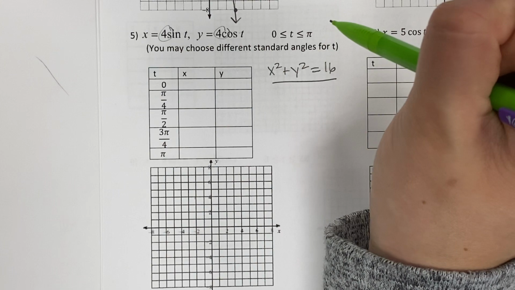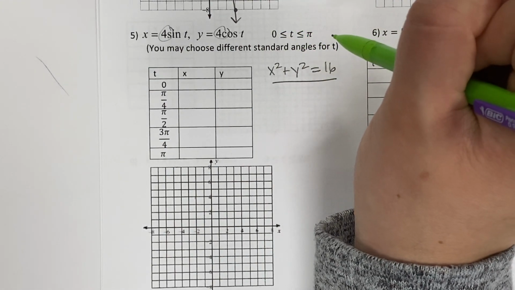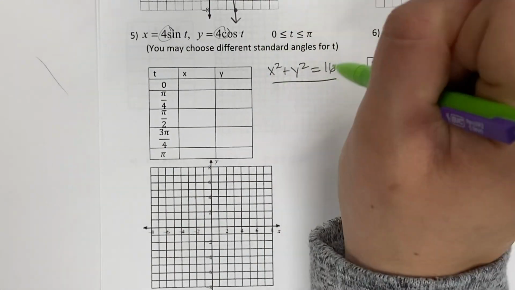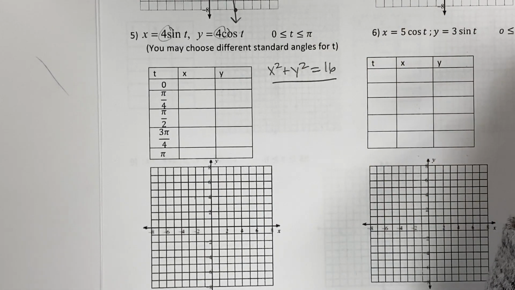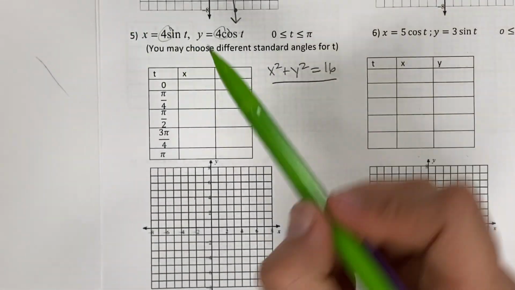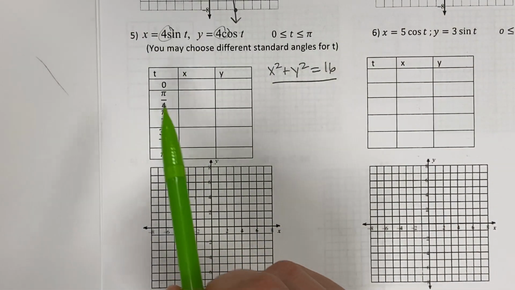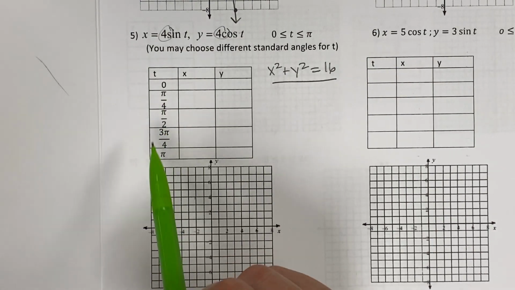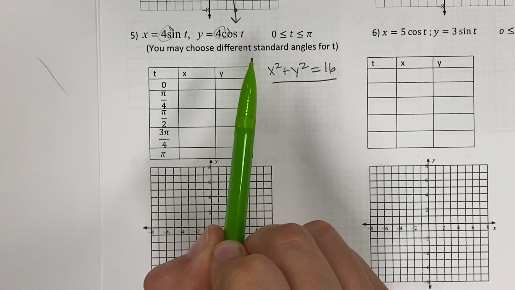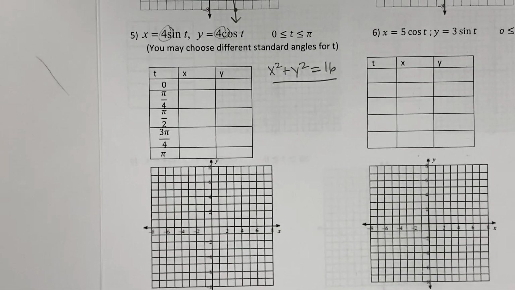Now my interval is from 0 to pi. I know a circle is 2 pi, so my graph's only going to be half a circle. But to figure out where those points are, I'm going to plug in these t values into the x equation and the y equation. Now you have to think unit circle here.